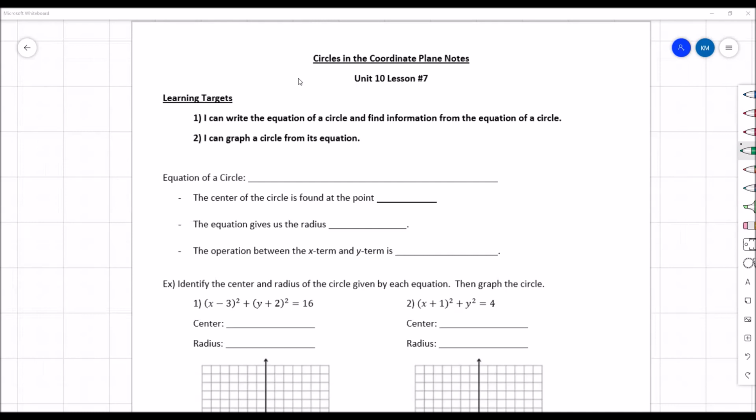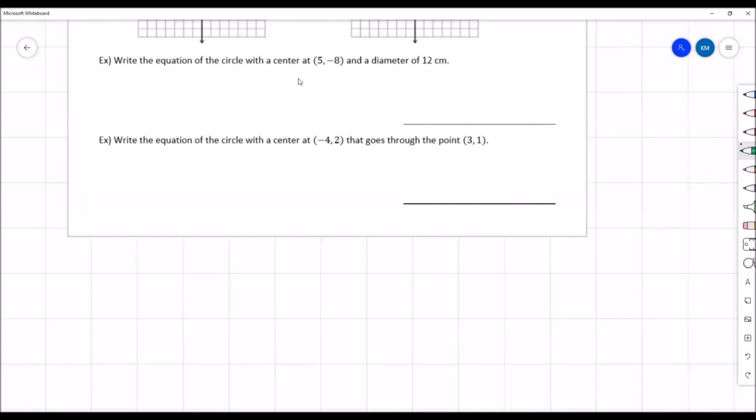All right, let's talk about the equation for a circle. It goes like this on the coordinate plane. (x minus h) squared plus (y minus k) squared equals r squared. The center of the circle is found at the point (h, k), and the equation gives us the radius squared, r squared. The operation between the x term and the y term is addition. Notice that they give us basically the opposite of our x value for our center and the opposite of our y value for our center of our circle.